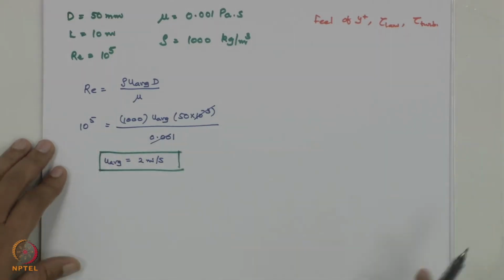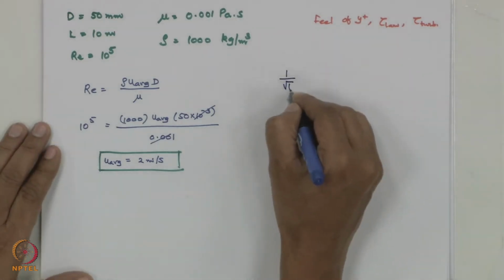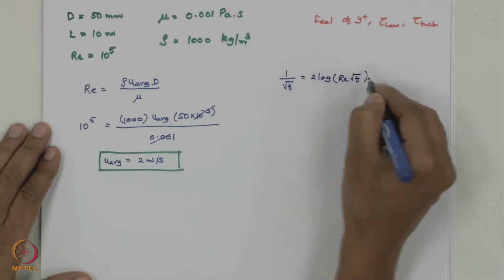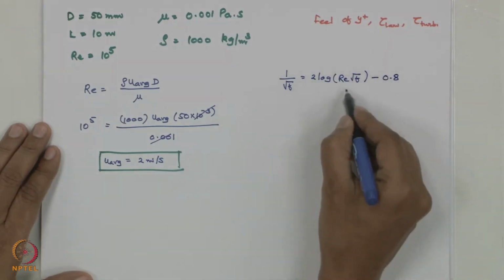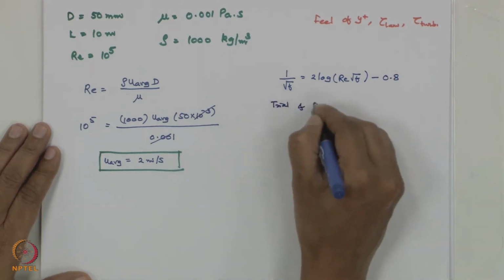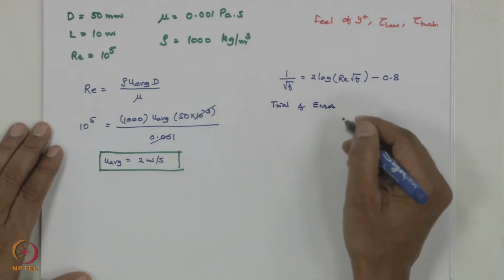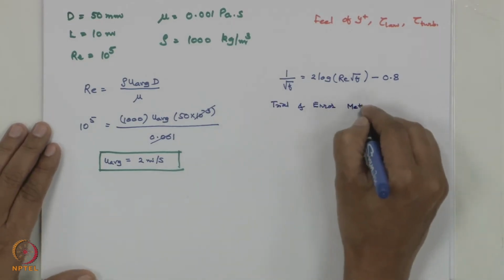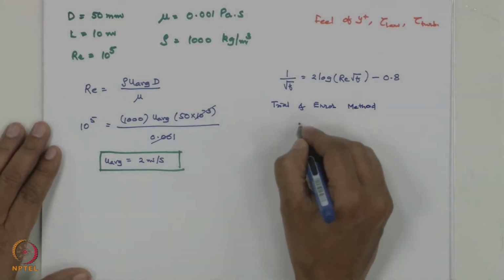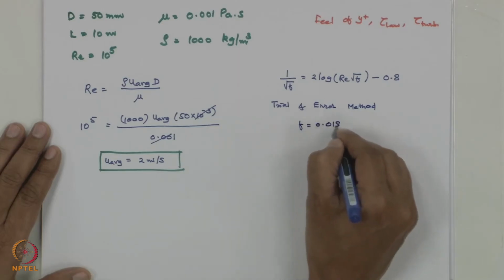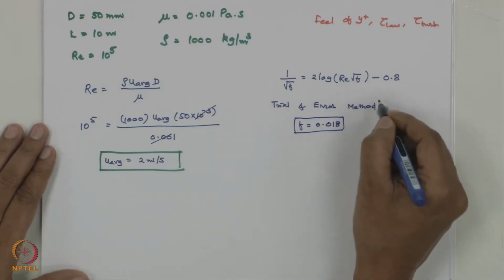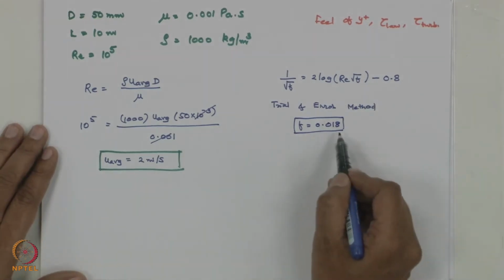Now can I get my f? Yes, 1 by root f equal to 2 log Re root f minus 0.8. If I substitute Re and solve this by trial and error, or by the Newton-Raphson method, you can get this f as 0.018. I am not doing the trial and error, I am leaving that as an exercise for you. Kindly do that. So you get f equal to 0.018.